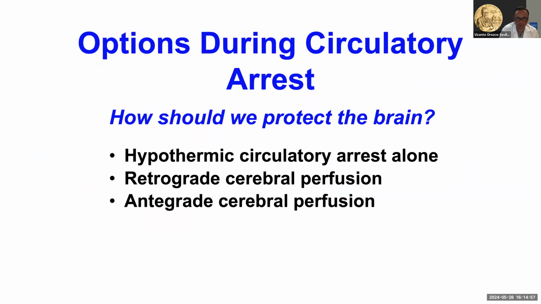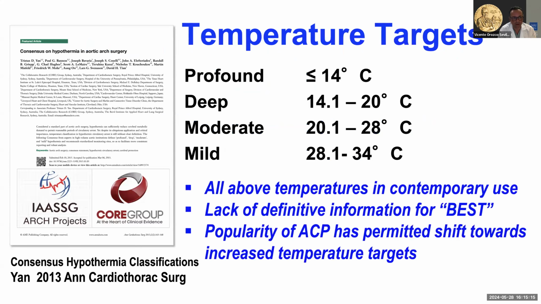We have to know our options during circulatory arrest. The first and most important thing is how we should protect the brain. Either we use hypothermic circulatory arrest alone, or we use retrograde cerebral perfusion or antegrade cerebral perfusion. These are our options, and there is always something that we have to consider when we do this type of case. We have to know our temperature target range.